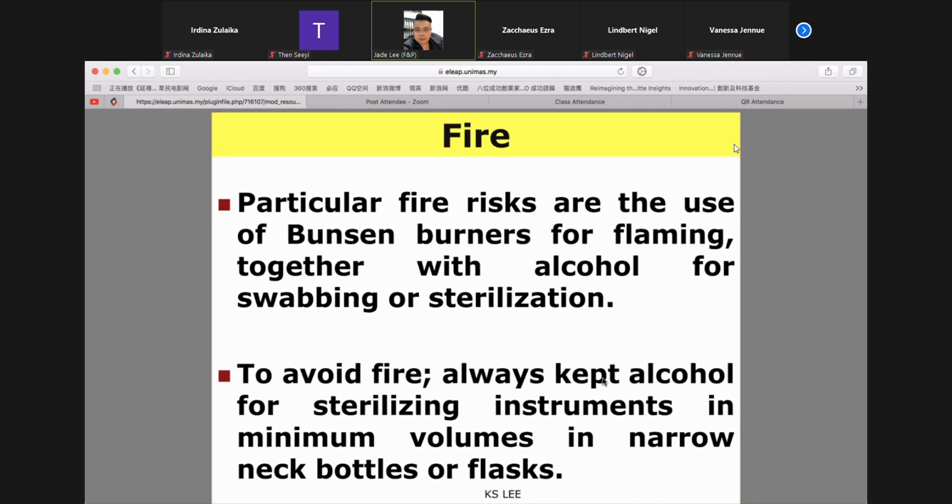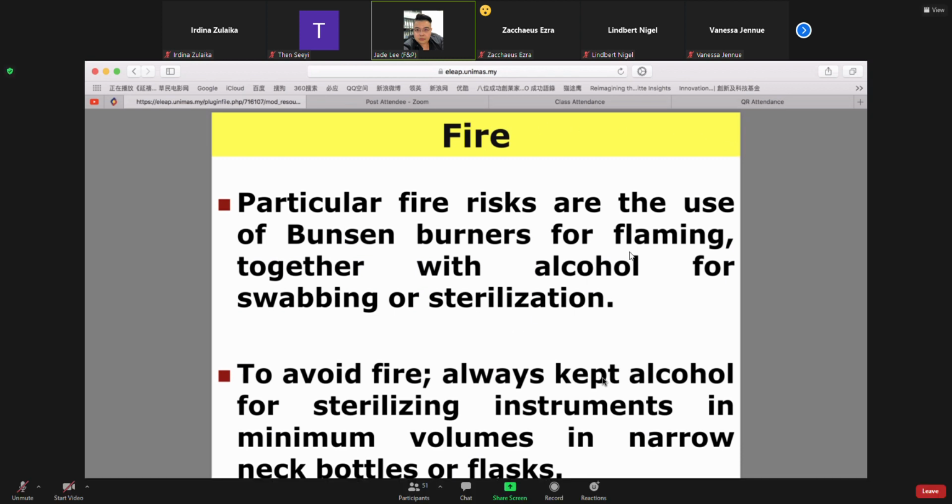And also fire. Fire is a very, very dangerous disaster in the lab. If you are not careful, the whole lab may burn down. It actually happened in UNIMAS, though it did not burn down the whole lab. But ironically, the lab that burned down was our safety officer's lab. So it is very important that you put flammable chemicals into properly sealed containers.